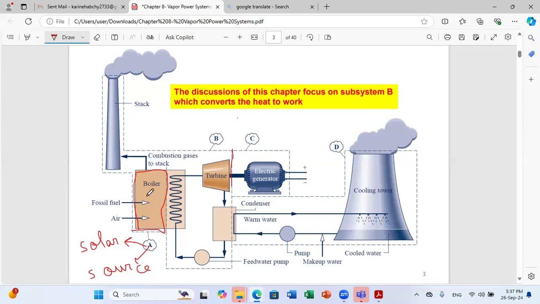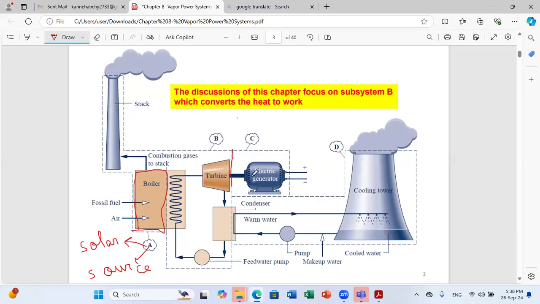So this is where we can explore all the different sources at this level. And what is common between all of these power plants is part B.